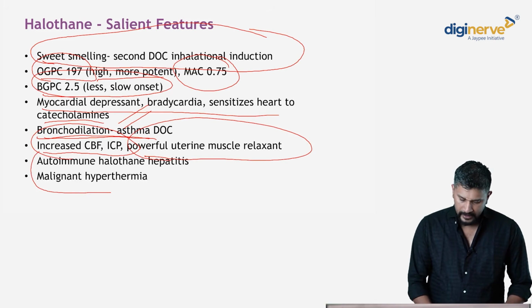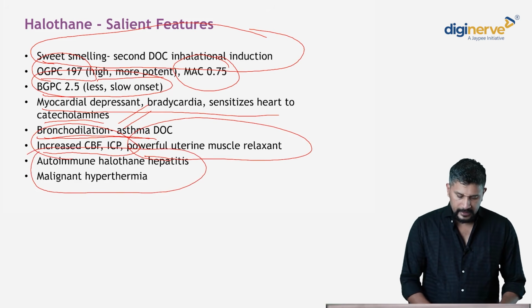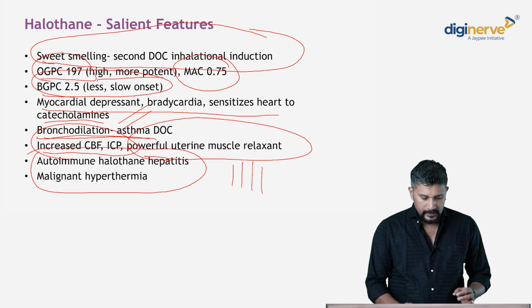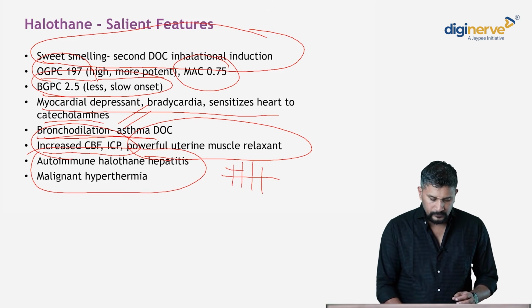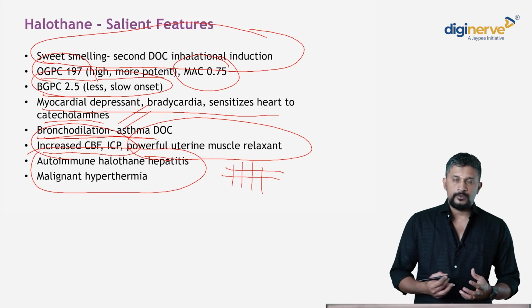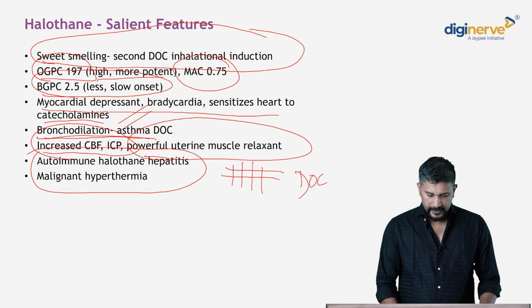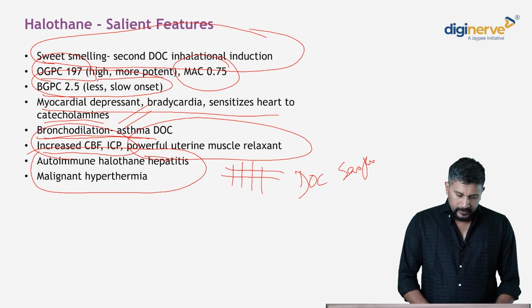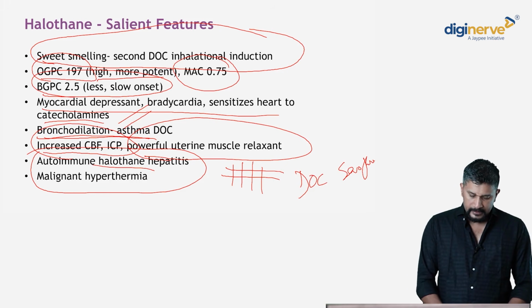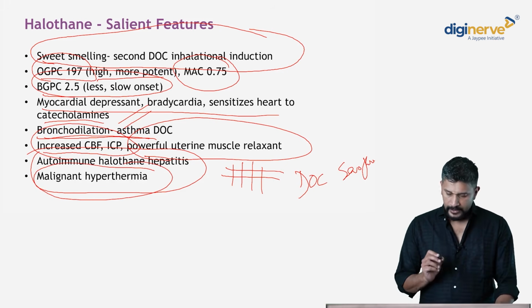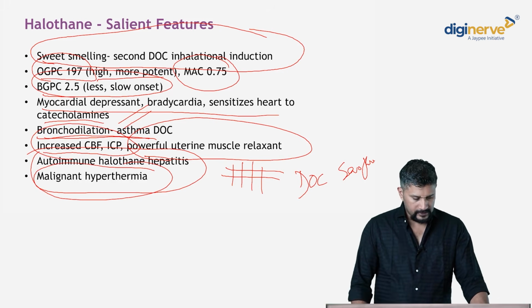Like we saw earlier, halothane tends to result in halothane hepatitis on repeated exposures, and if at all you have a patient who has a history of halothane hepatitis, your drug of choice in those patients would be sevoflurane. Another important thing as far as halothane is concerned, it can lead to malignant hyperthermia. We will be looking at each one of these separately.